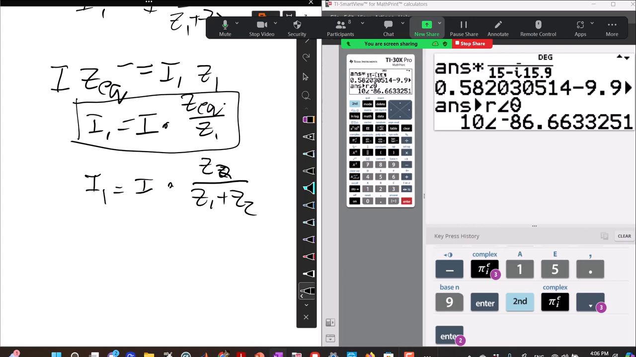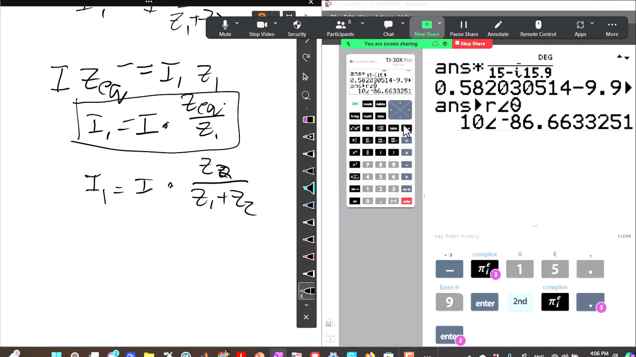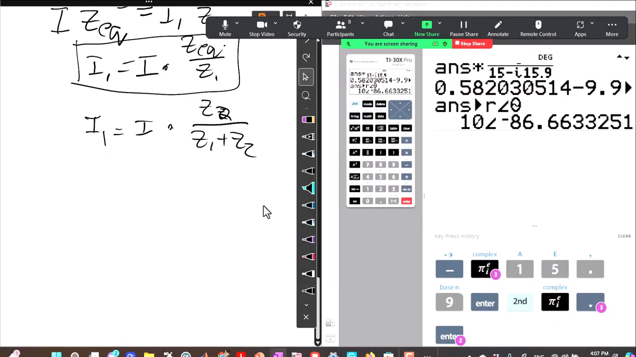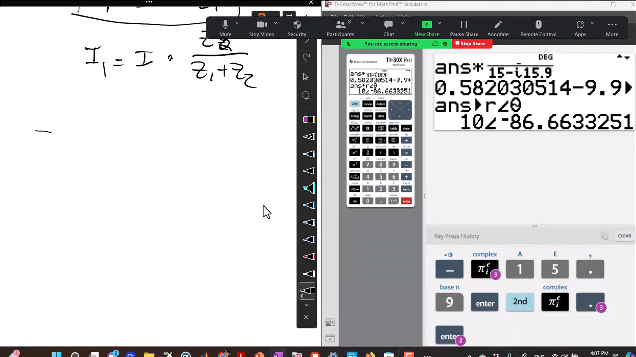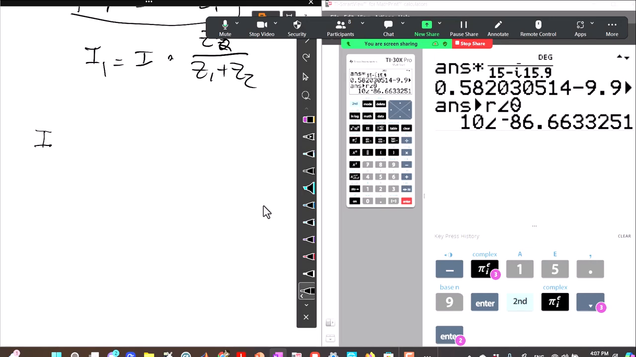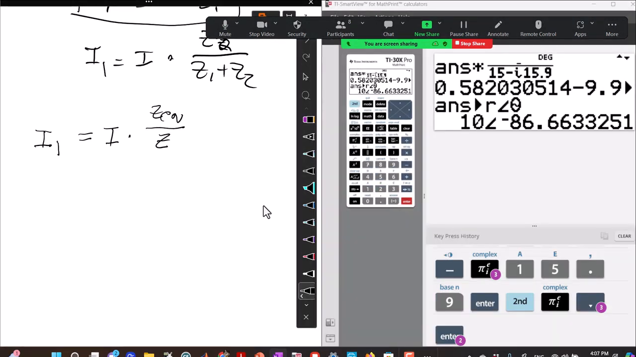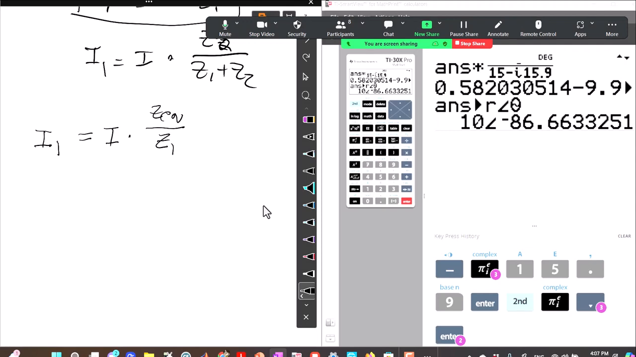All right, so at this point I am open for questions. The advantage of Mr. Rabelais' formula is it is the same, but you might have to compute Z equivalent differently. So if I wanted to get I1, that would still equal I times Z equivalent over Z1. Now what would Z equivalent be?